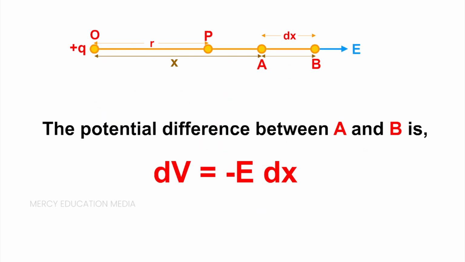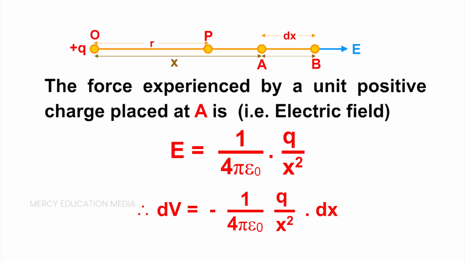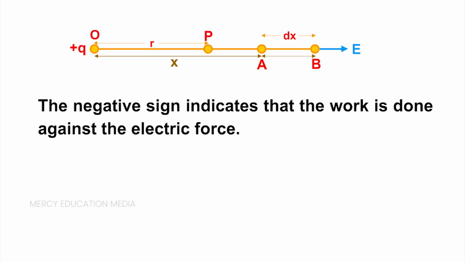The potential difference between A and B is dV equals minus E into dx. The force experienced by a unit positive charge placed at A is E equals 1 by 4 pi epsilon naught into Q by x square. Therefore, dV equals minus 1 by 4 pi epsilon naught Q by x square into dx. The negative sign indicates that the work is done against the electric force.